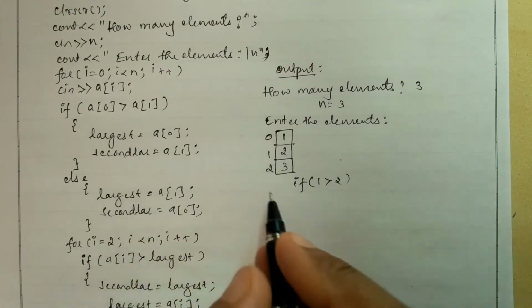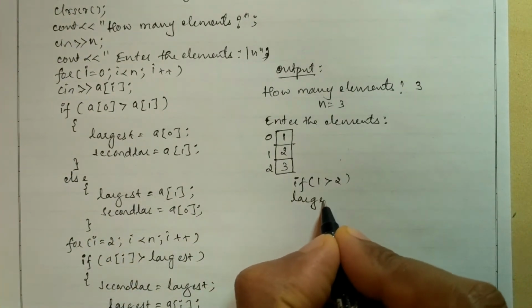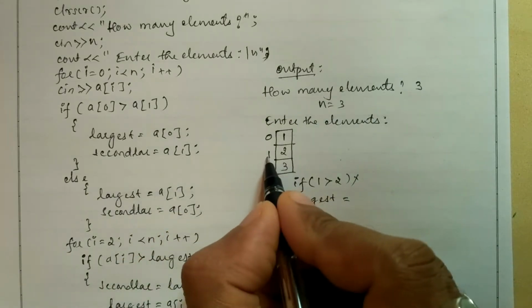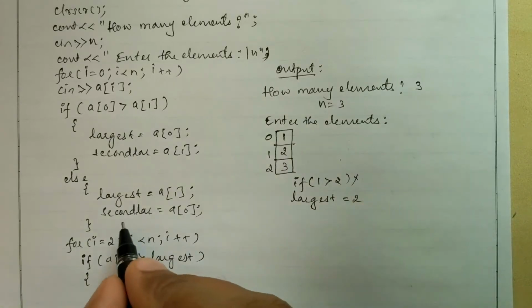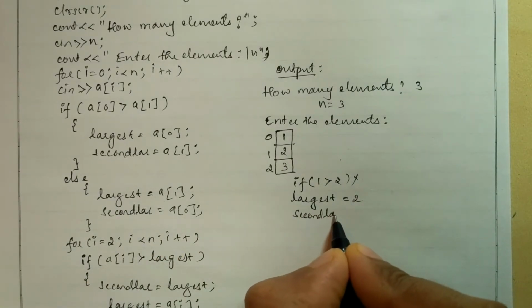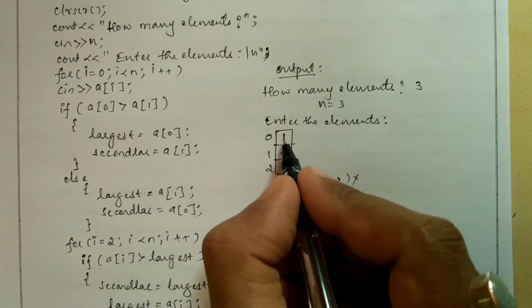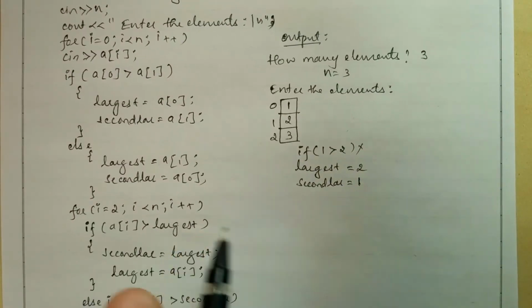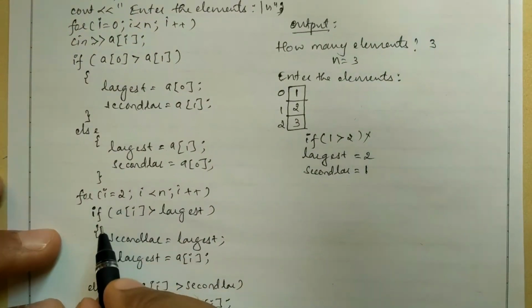So it is going to initialize largest. This is false, right? So largest is equal to a of 1. A of 1 consists of what? 2, right? So 2 is assigned to largest. Next, the variable second largest is equal to a of 0. A of 0 consists of what? 1, right? Yes. Next, we'll go for iterating this for loop.